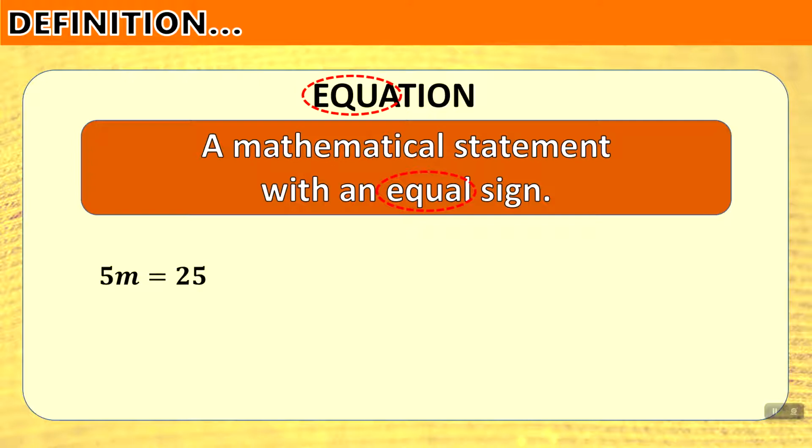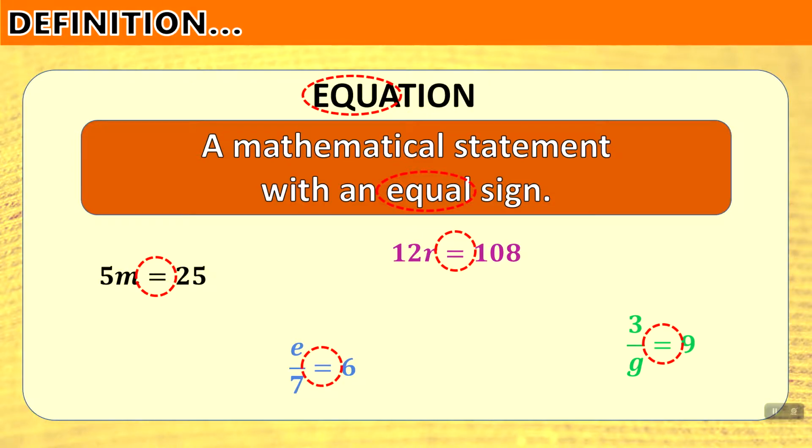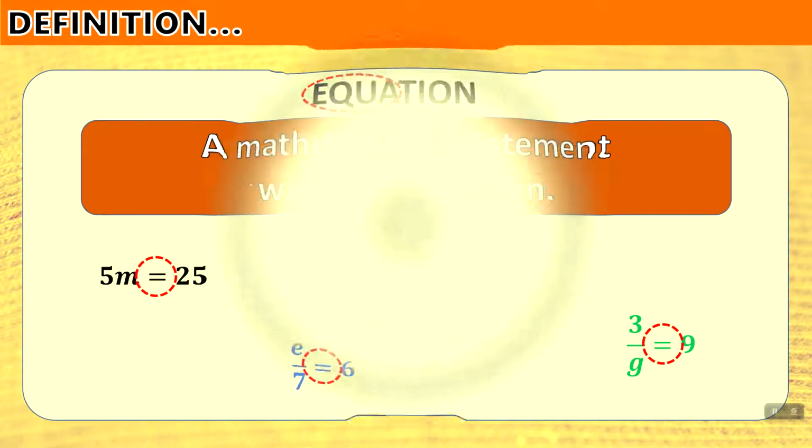5m equals 25, that's an equation. e divided by 7 equals 6. 3 divided by g equals 9. 12r equals 108. They are all equations and they all contain an equal sign.